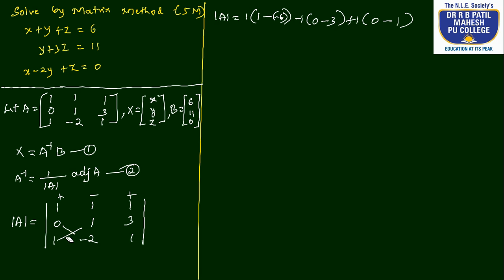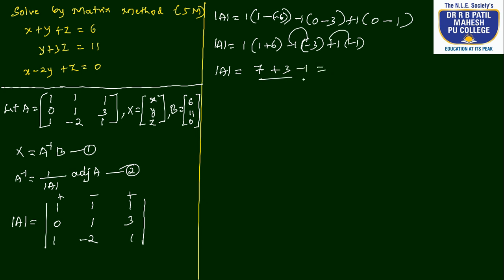Then if I simplify it, I am going to get 1 minus into minus plus, and this is minus 3. Be confident in the numbers, and it is minus 1. So this is going to be 7 minus into minus plus 3, and this is minus 1. So 7 plus 3 is 10, 10 minus 1 is 9. So what is the determinant we are getting here? 9 is the determinant. For this you will get 1 mark, if you get determinant of A properly.